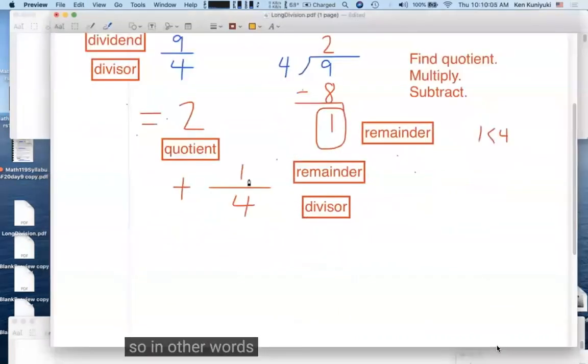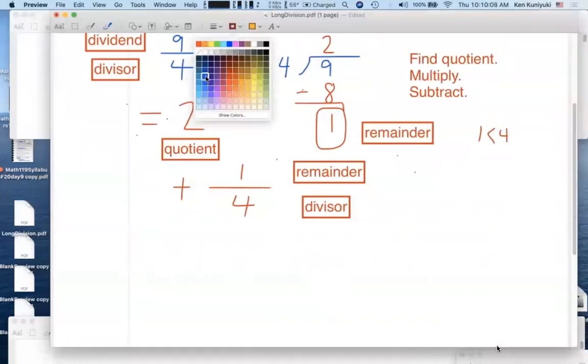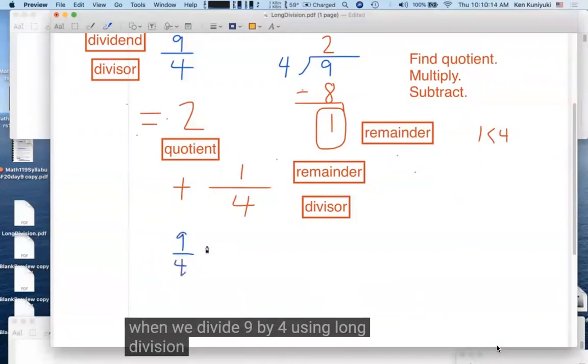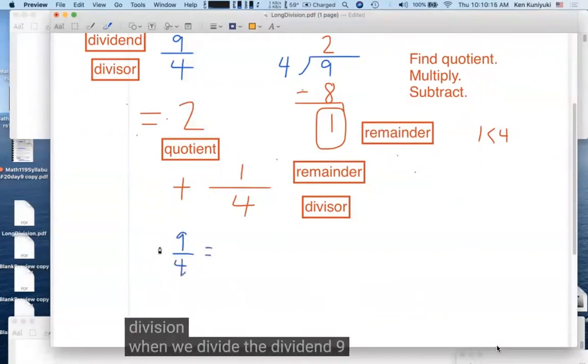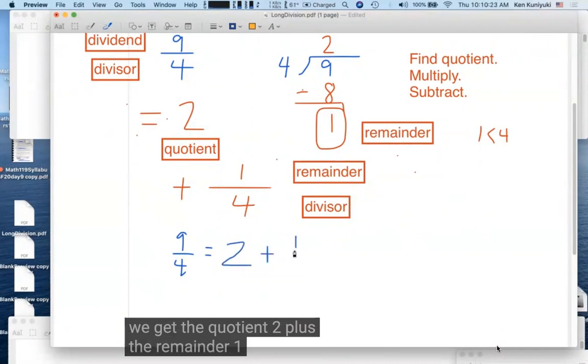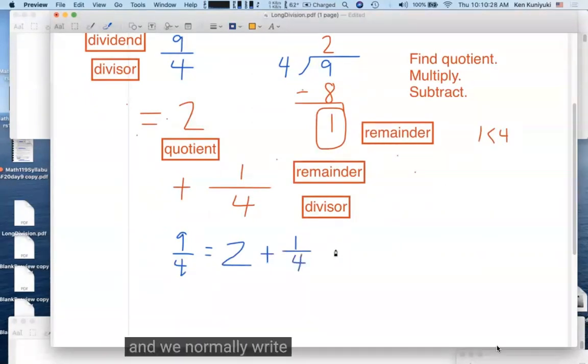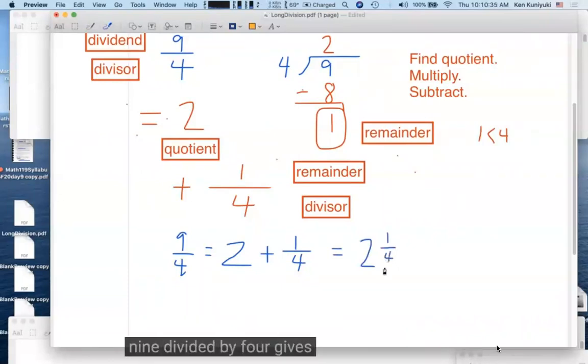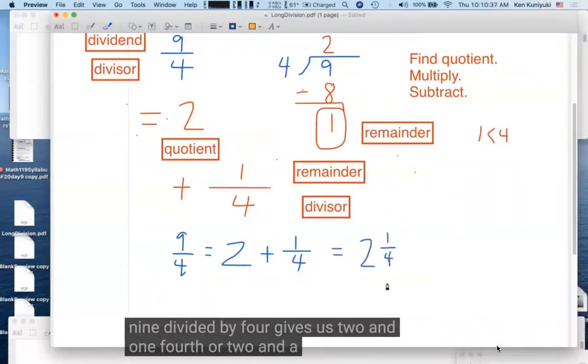So in other words, when we divide 9 by 4 using long division, when we divide the dividend 9 by the divisor 4, we get the quotient, 2, plus the remainder, 1, over the divisor, 4. And we normally write this as a mixed number, 2 1/4. 9 divided by 4 gives us 2 1/4.